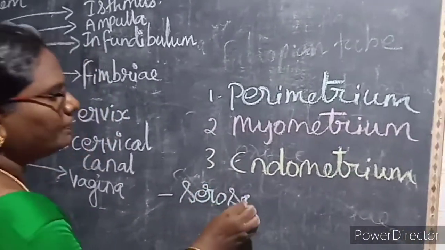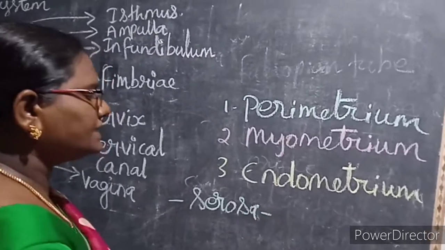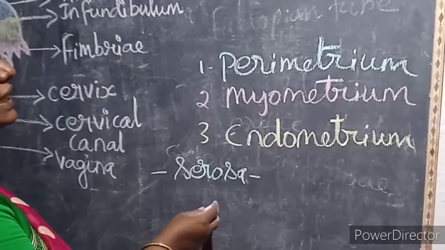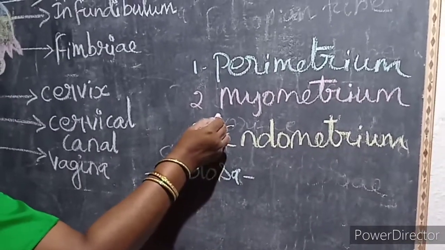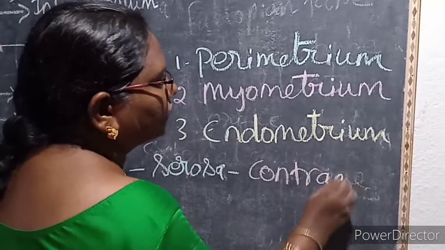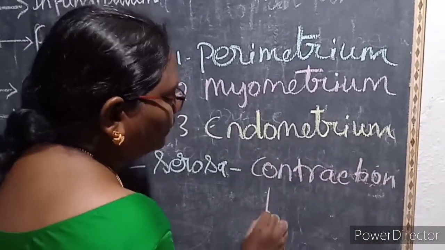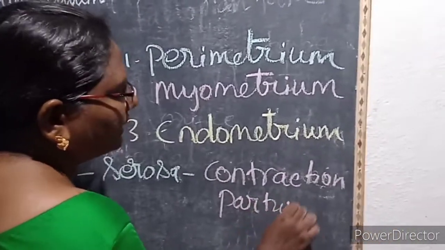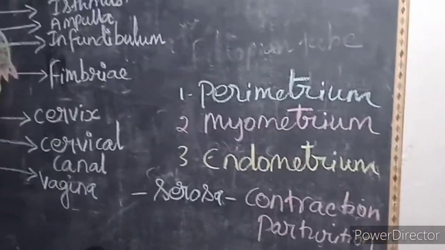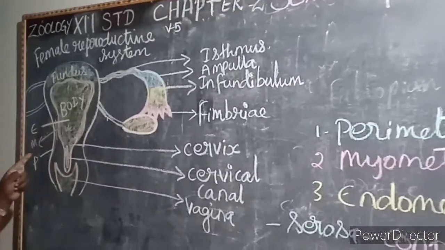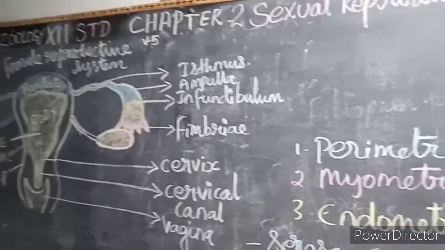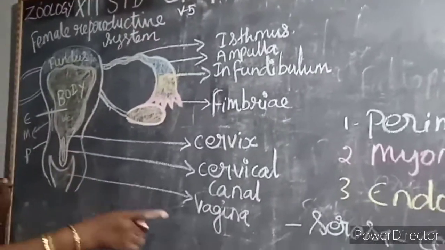This perimetrium is a serosa, or serous layer. It secretes a serous fluid, which is pale yellow in color and fills the body cavity. Then this myometrium undergoes strong contraction during the parturition. So what is parturition? The expulsion of the fetus from the uterus, that is from the mother's womb, is called parturition.